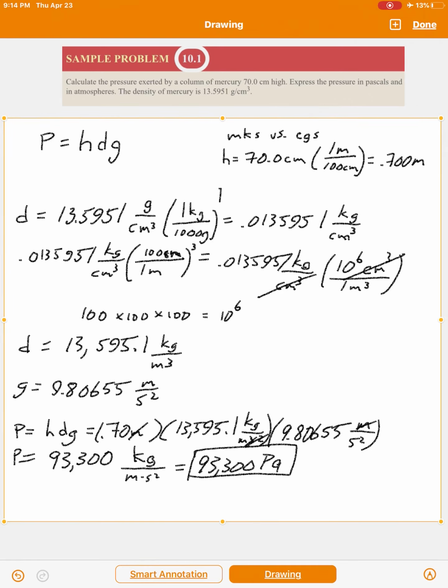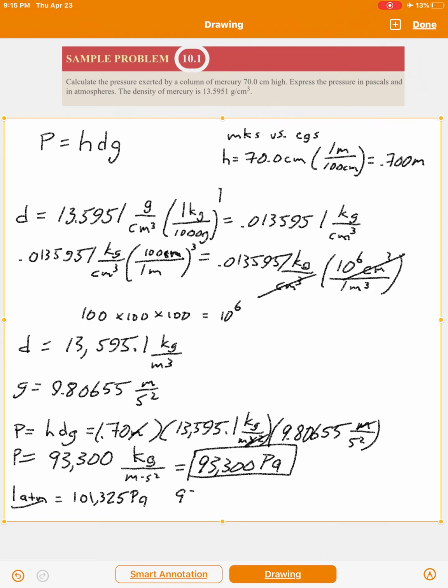Now, the last part of this is to convert it into atmospheres. So here's the conversion factor. 1 standard atmosphere. Consult with your local meteorologist to find out how we define a standard atmosphere. The standard atmosphere is 101,325 pascals. The pascal is not a real practical unit because atmospheric pressure is 100,000 of them. So we're going to use this new unit here called the atmosphere.